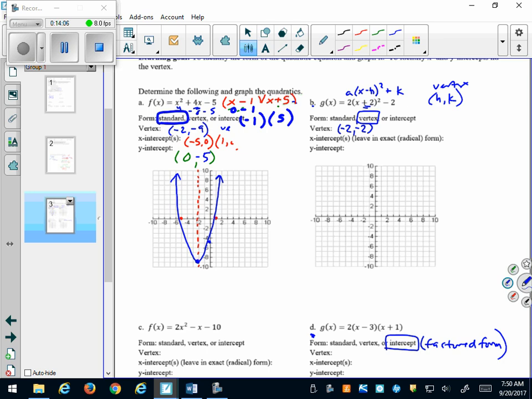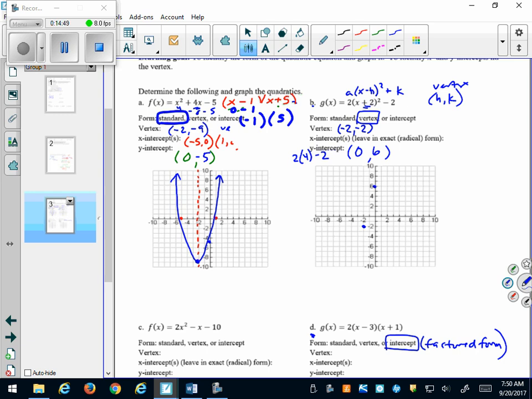All right. What did we say about finding the y-intercept? What do we do? Plug in 0 for x. So that should be pretty easy to do. Plug in 0 here. We get 2 times (0 plus 2) squared. So we have to do the squared first. 0 plus 2 is 2. Squared is 4. Times 2 is 8. Minus 2 is 6. So the y-intercept is going to be at (0, 6). The vertex is at (-2, -2). And we need our intercepts.